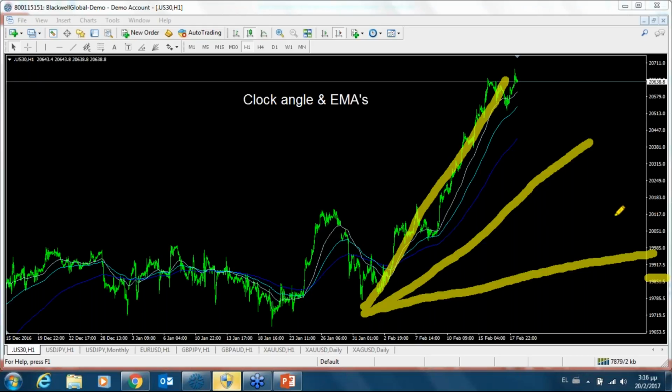Anything that is weakening towards the 3 o'clock angle, that means that the uptrend is weakening. But anything that is moving upwards towards 12 o'clock, going this way, okay, the angle is getting steeper and steeper, that means it's giving you hints of a stronger and stronger uptrend.